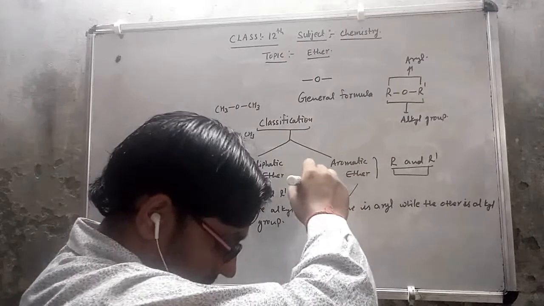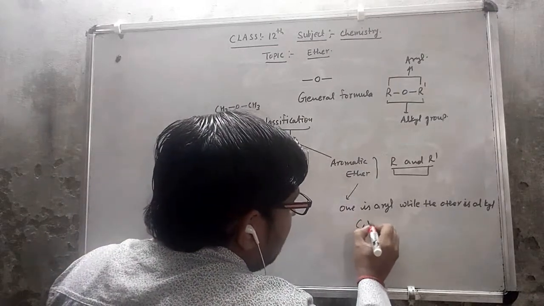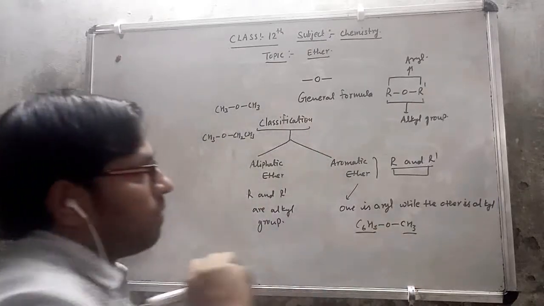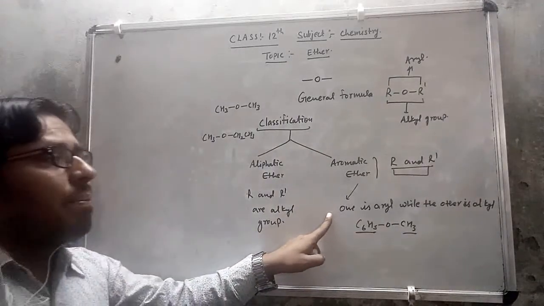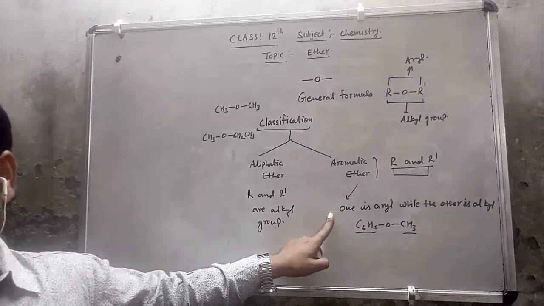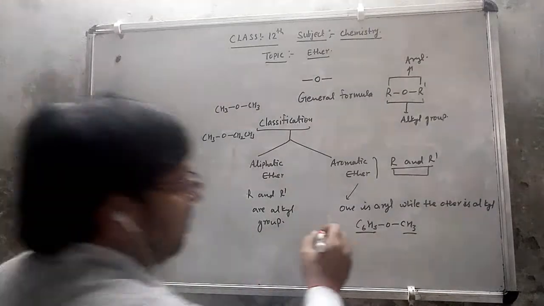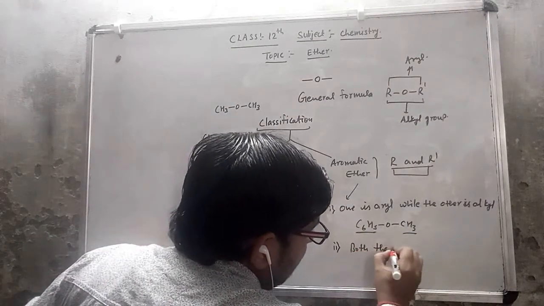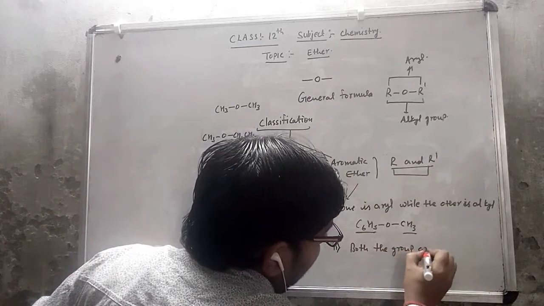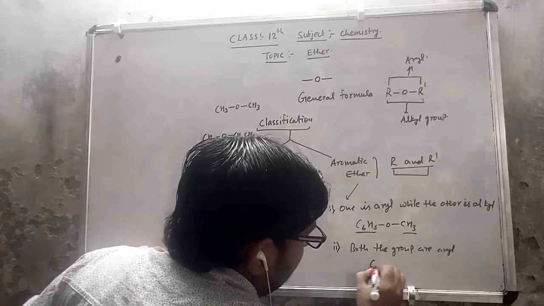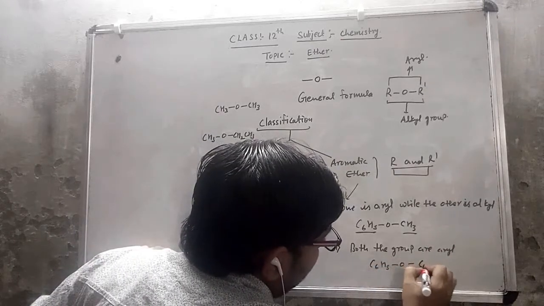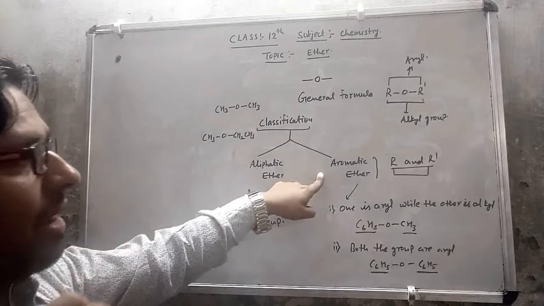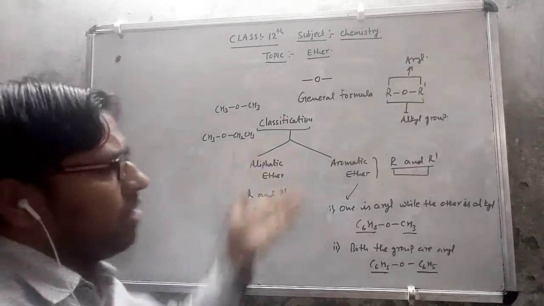Like, if I discuss the example, one is aryl and one is alkyl. Suppose this is C6H5 single bond O single bond CH3. This is the aryl group and this is the alkyl group. So this is one part of the aromatic ether. The second part is where both groups are aryl, like C6H5 single bond O single bond C6H5. This is also an aryl group, this is also an aryl group. So both are aromatic ethers. That is the simple classification of ether.